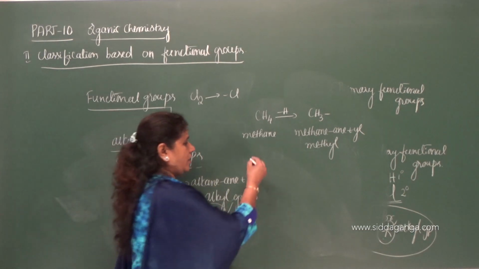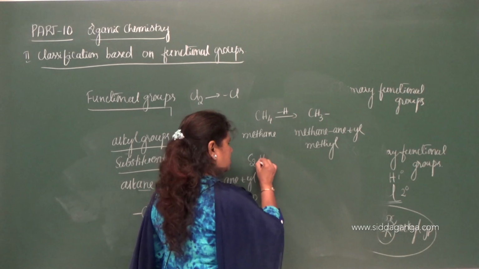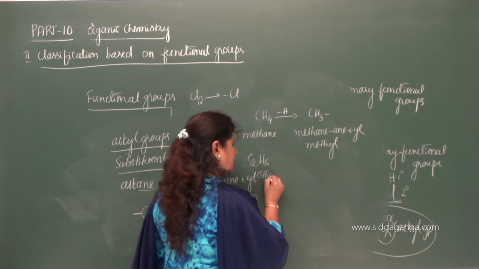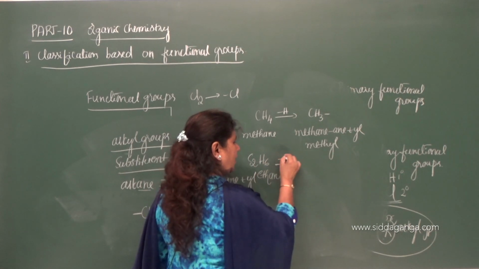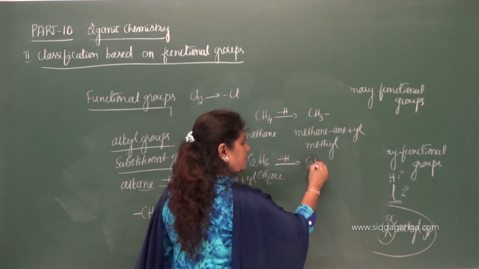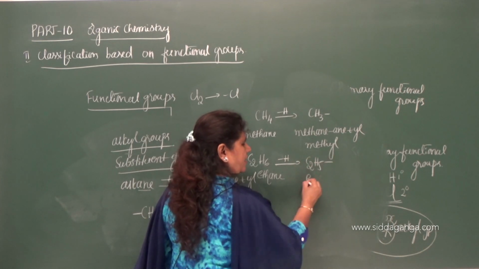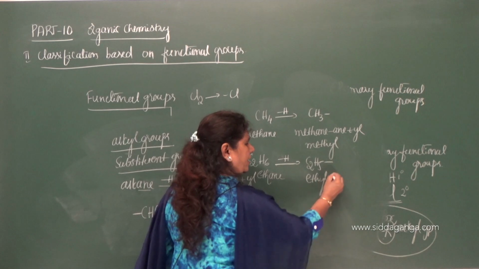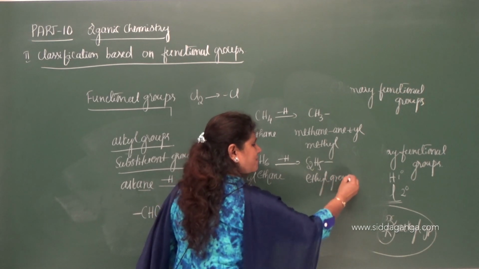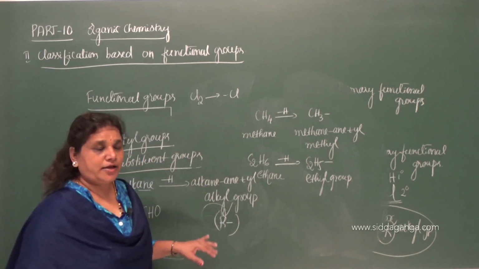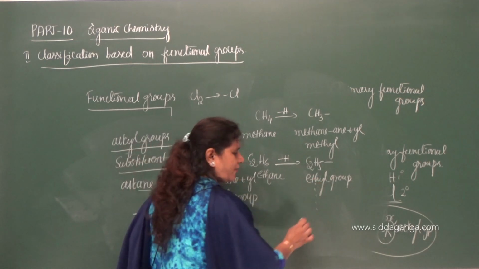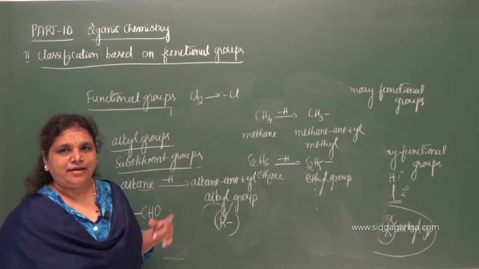Similarly, you can move on to ethane, C2H6. Remove one hydrogen and what you get is C2H5. What is the name of the group? Ethyl group. What is the name of the C2H5 group? Ethyl group. And so on you will get for propane, butane, pentane, like that.